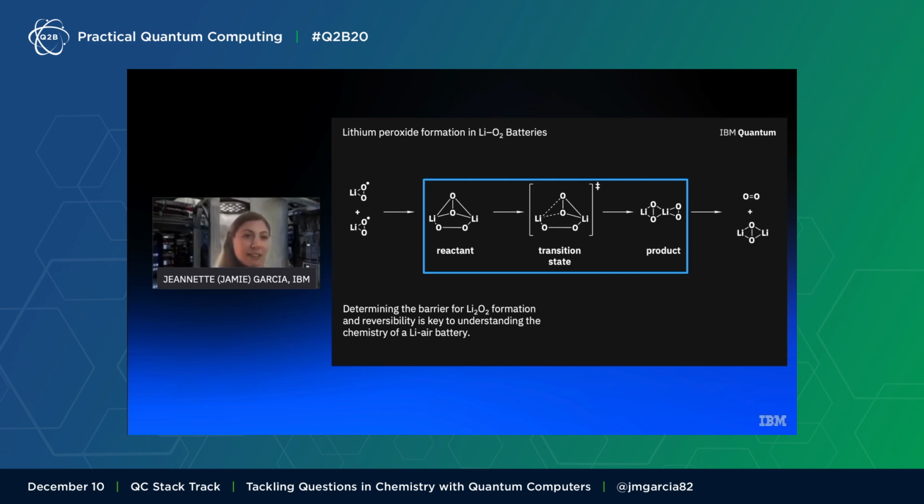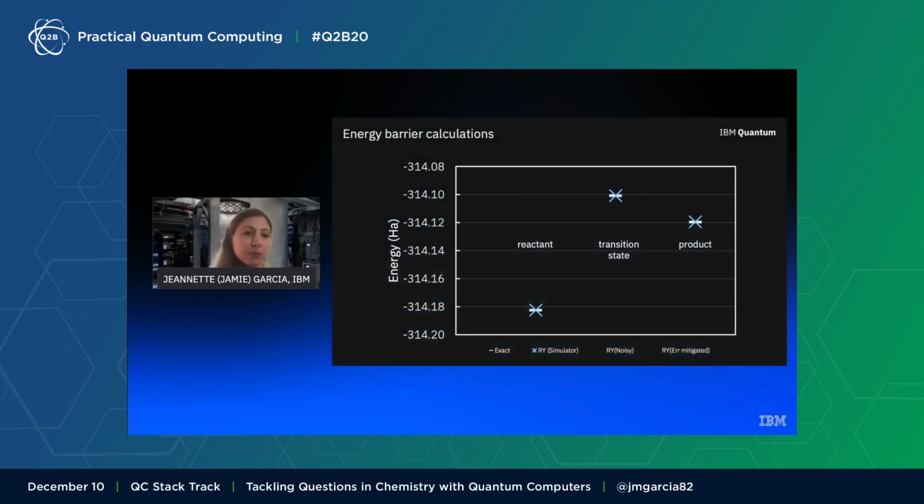So this, again, is what we were looking at: the rearrangement of this reactant, transition state, and product as we evaluated the reaction coordinate. And here are our results. What we first did was model the exact energy values and classically compute that using full CI calculations. And then we were able to look at it using a simulator first to get an idea of how the RY ansatz would work on the quantum computer.